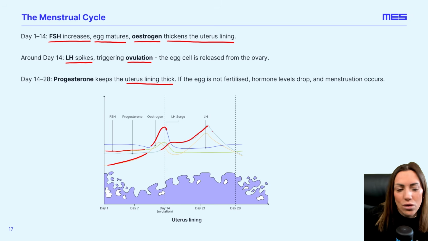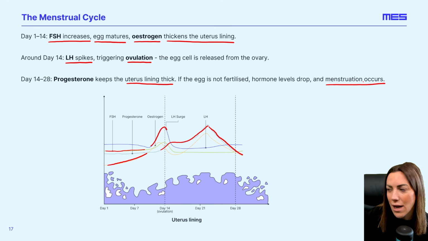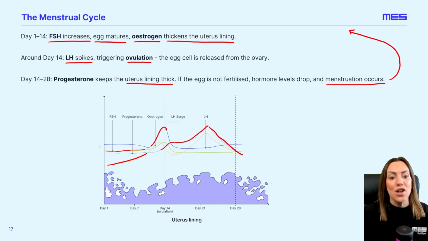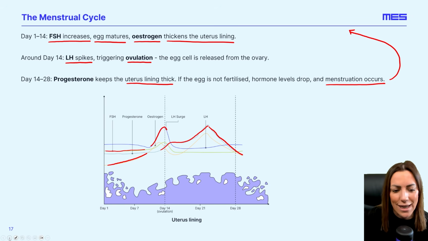But you can also see on this graph, if the egg is not fertilized, progesterone levels start to fall, which means the uterus lining will start to break down and menstruation will start to occur, or having a period. And then the cycle starts again, because when progesterone levels fall, FSH levels will then start to rise and another egg will start to mature in the ovaries.